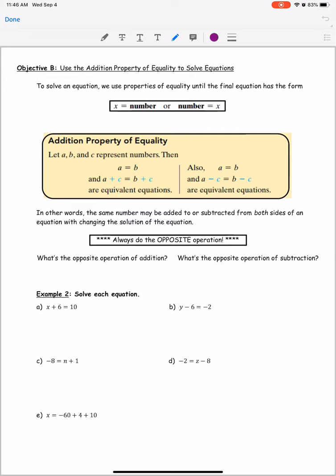All right, so now let's get into actually solving. It says here to solve an equation, use properties of equality, until the final equation has the form of x equals a number or a number equals x. So you either want something like x equals 10 or 10 equals x. It doesn't matter which side x is on. A lot of times we'll see this, and that's kind of the preferred one, but this one is just as good.